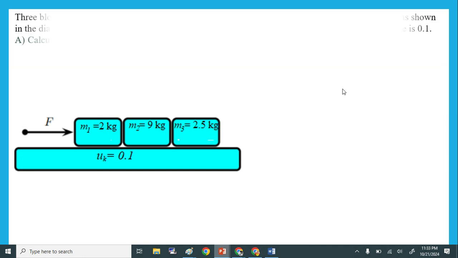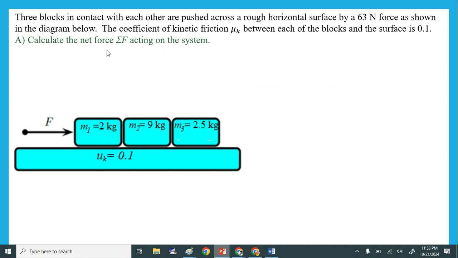Alright. So let's do part A in this one. It asks us to calculate the net force acting on the system. So visually, we have a force F here of 63 newtons as stated in the statement. It's going to push M1, which results in pushing M2 and M3 and so on to the right across this rough surface. Okay. So in order to do so, all we have to do is find the net force, which means account for all the forces.